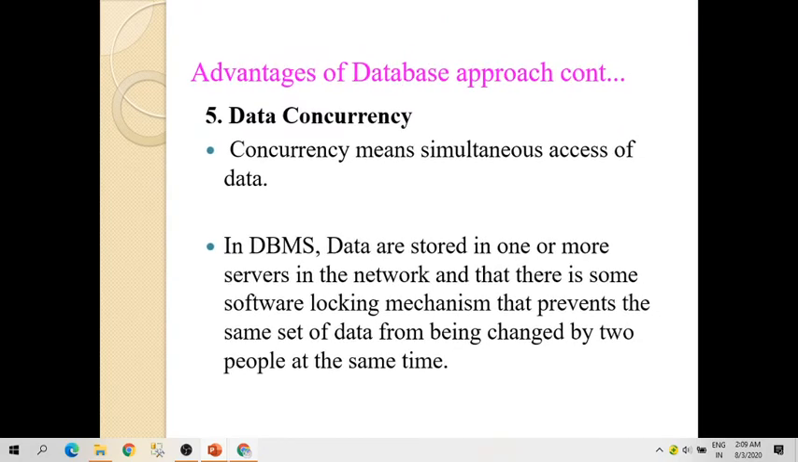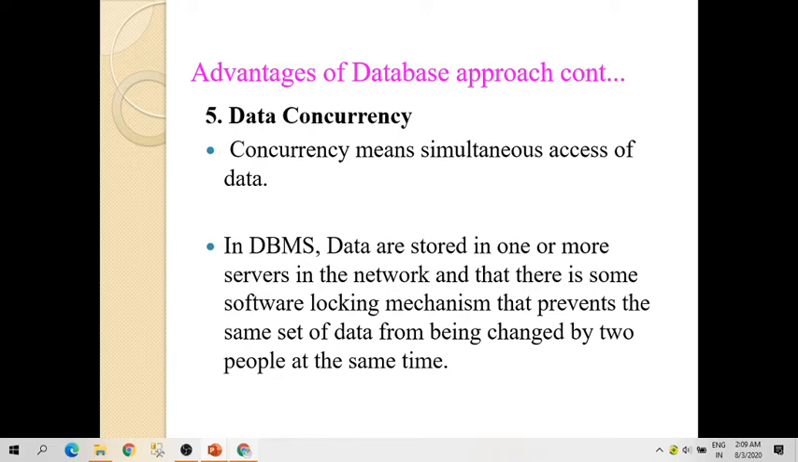Let's look at the next advantage. It is data concurrency. At a time, many people can access the data. Concurrency means simultaneously. Let's take an example. Here I am using Google, for example, and at the same time many other users are also using Google. So at the same time we are using Google.